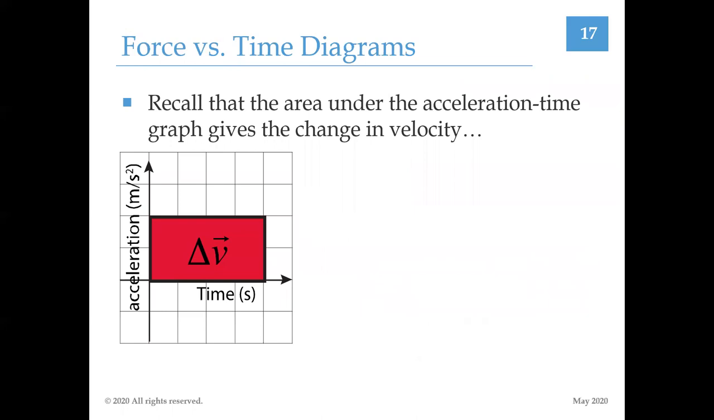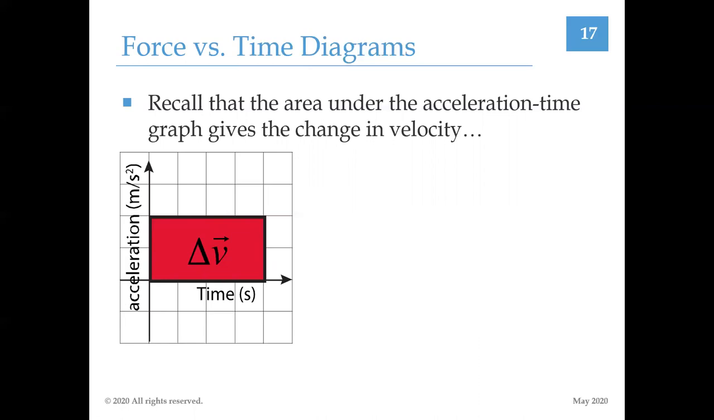So now we're going to talk about force versus time diagrams. So I want you to recall that the area under the acceleration time graph gave us the change in velocity. So we have this graph here. We have acceleration on the y-axis in meters per second squared, and we have time on the x-axis. And if we had some graph of acceleration as a function of time, if we find the area under that curve or the area under that graph, we would find how much our velocity has changed.